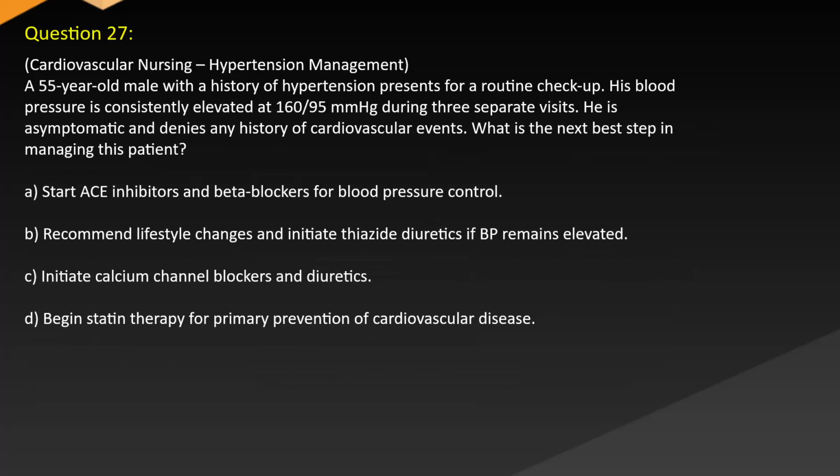Question 27. Cardiovascular nursing. Hypertension management. A 55-year-old male with a history of hypertension presents for a routine checkup. His blood pressure is consistently elevated at 106/95 mmHg during 3 separate visits. He is asymptomatic and denies any history of cardiovascular events. What is the next best step in managing this patient?